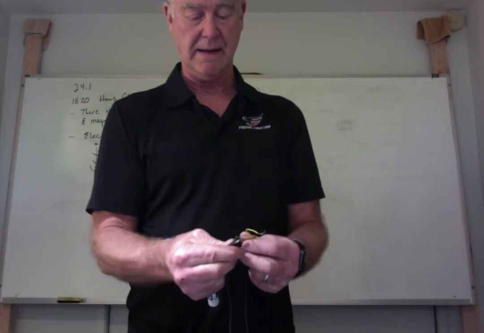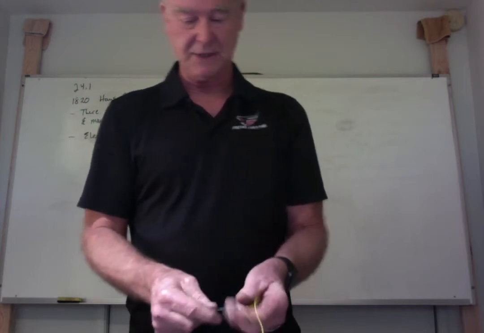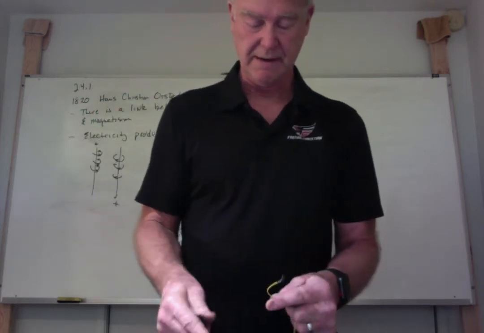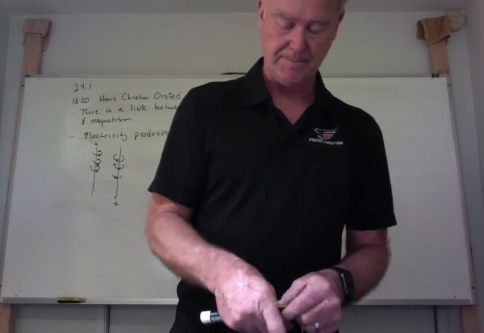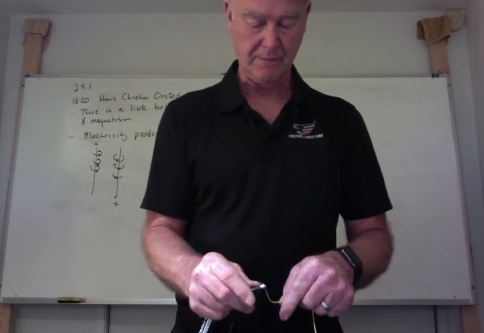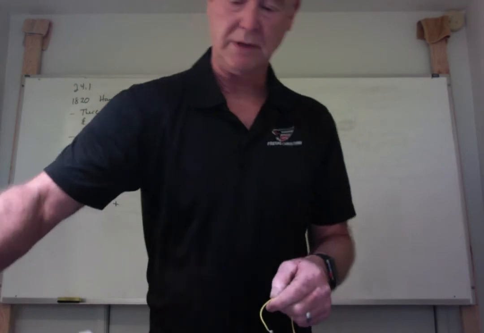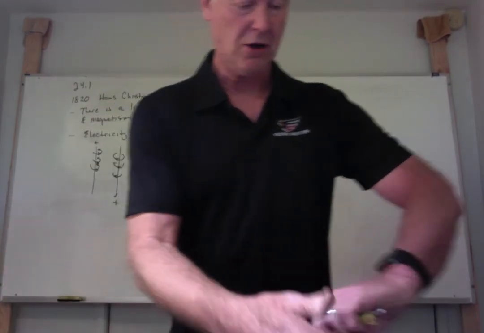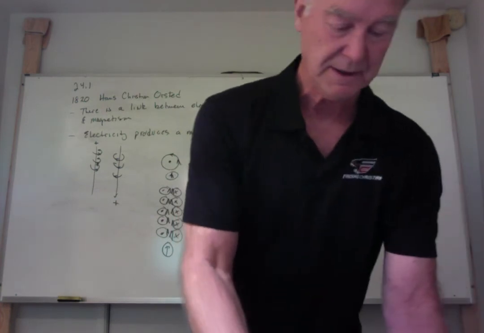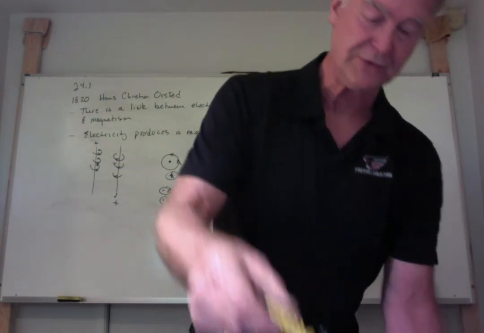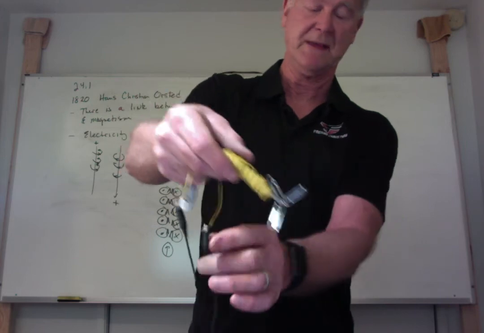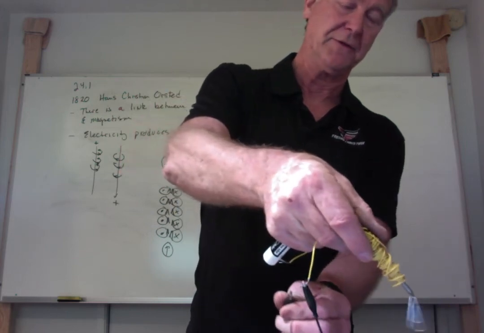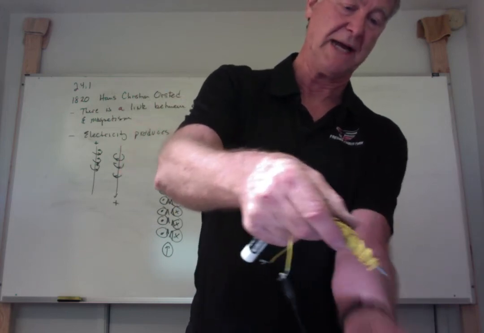And if I turn this on, there's now 5 volts across. And all of a sudden this nail becomes an electromagnet. Right? If I take this off, those fall off. It's a temporary magnet right now.